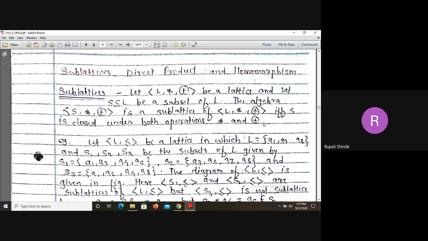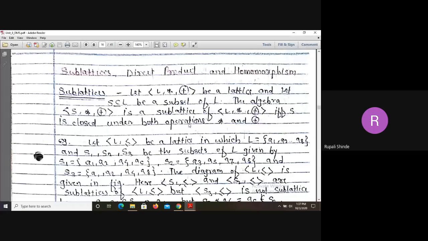So, suppose there is one lattice (L, star, XOR). What is the meaning of this system? L is a lattice, and star and XOR are the two binary operations defined on L. Now, consider another set S, which is a subset of L, and S is closed under the operations star and XOR.